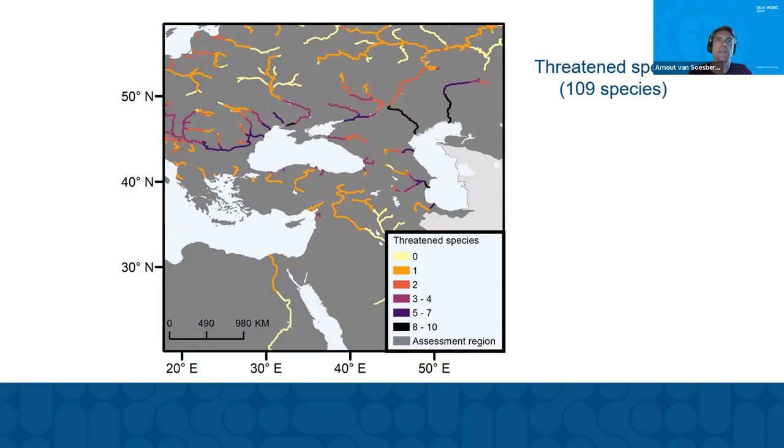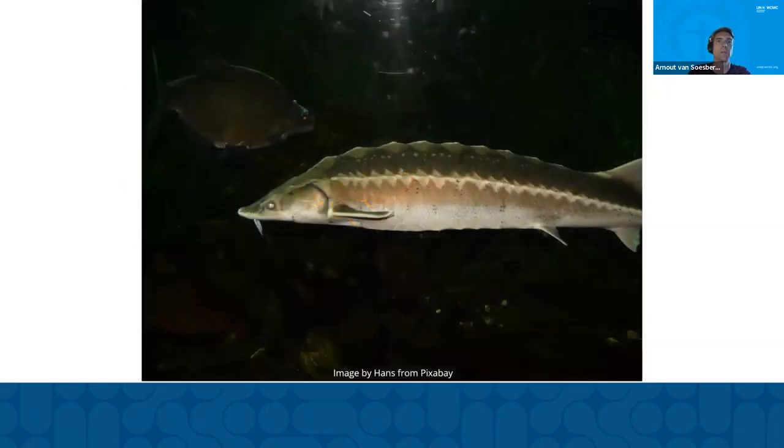Our threatened species analysis that's shown here identified 109 species, with the highest number of threatened species in rivers that drain into the Black Sea and the Caspian Sea, and up to 10 threatened species in some rivers like the Volga. The rivers within this region are known hotspots for sturgeons and paddlefishes that have experienced major declines due to overexploitation and habitat degradation that impedes their migration and reproduction.